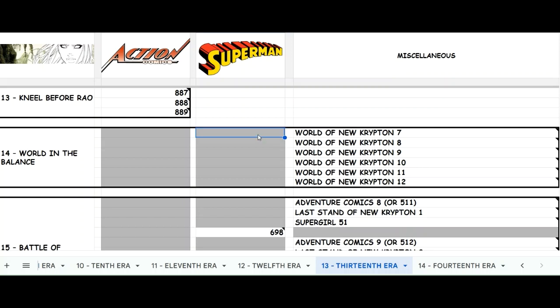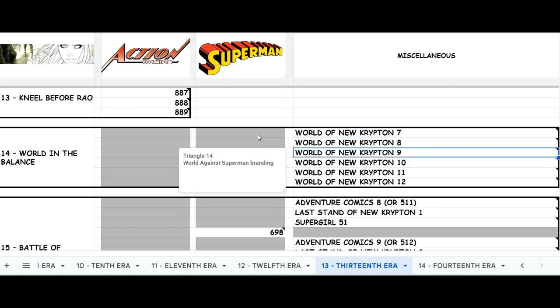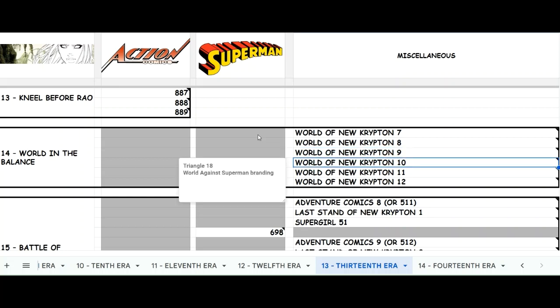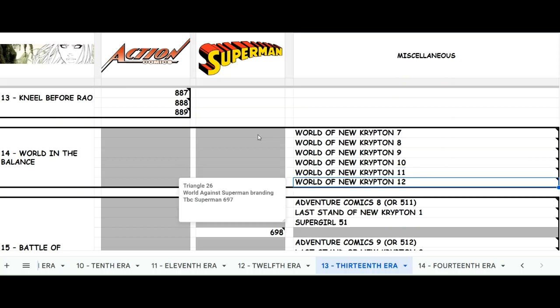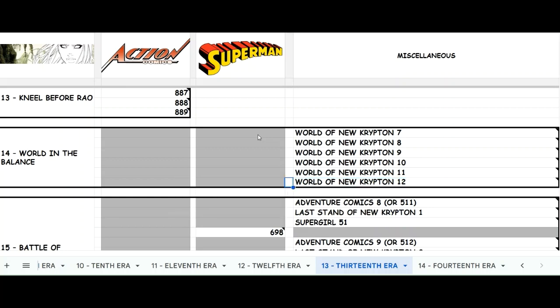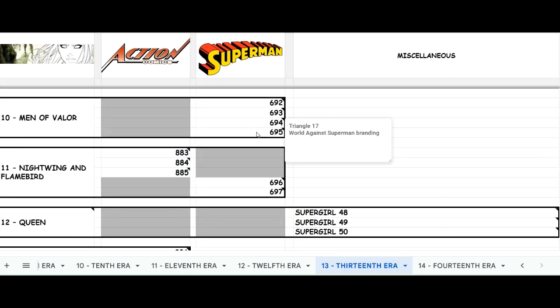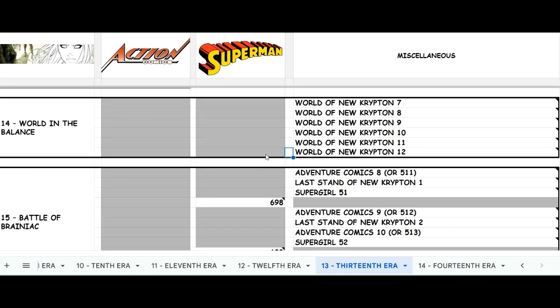So the remaining 6 issues all have World Against Superman branding, and the triangle numbers are triangle 6, triangle 10, triangle 14, triangle 18, triangle 22, and then World of New Krypton 12 is triangle 26, and it says to be continued in Superman 697. Now we've already had a look at Superman 697 earlier as part of the Nightwing and Flamebird arc, so trust me, you can ignore that recommendation. The people writing these comics clearly aren't fully tied in together with one another.